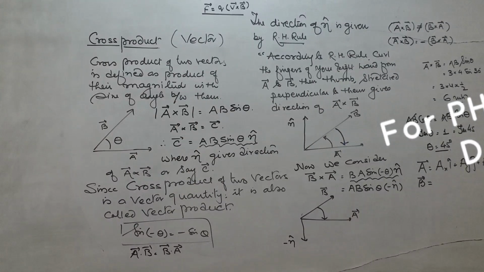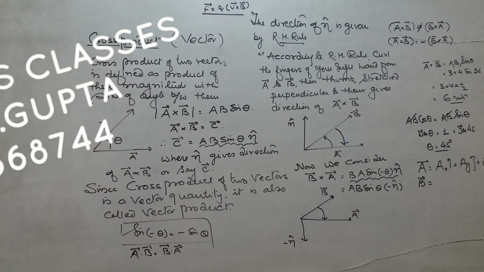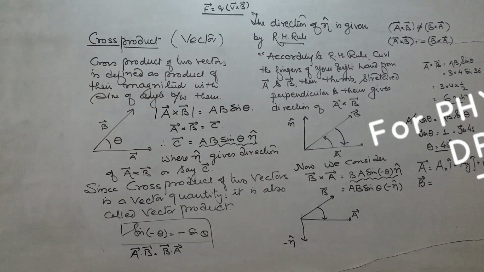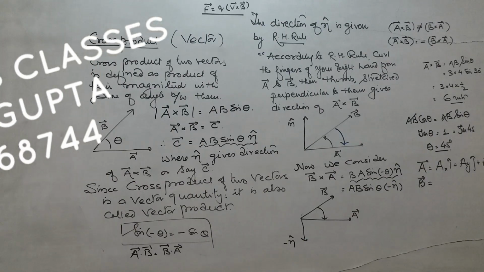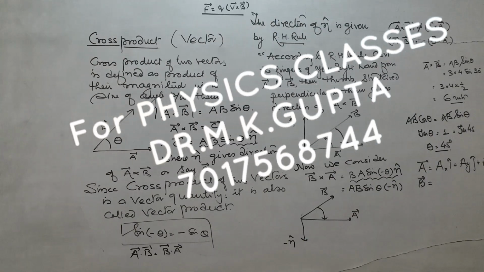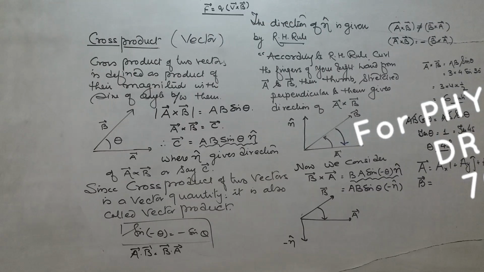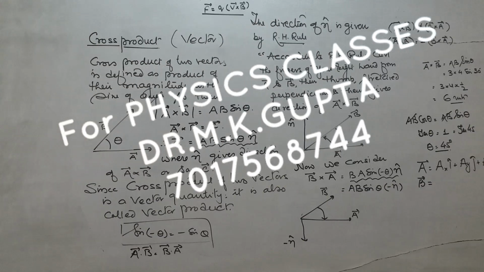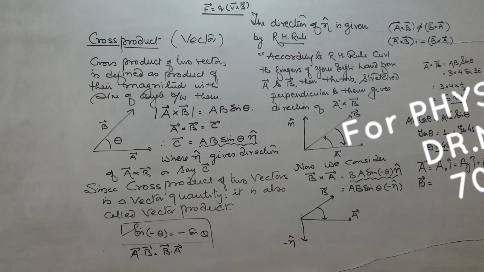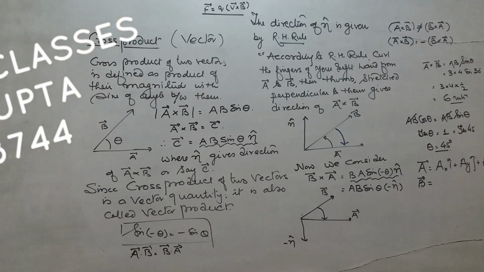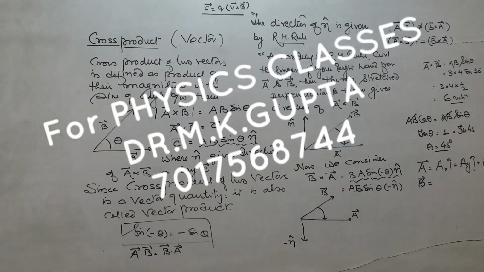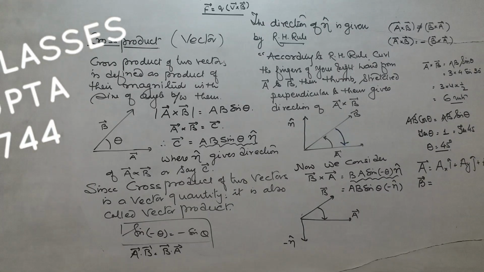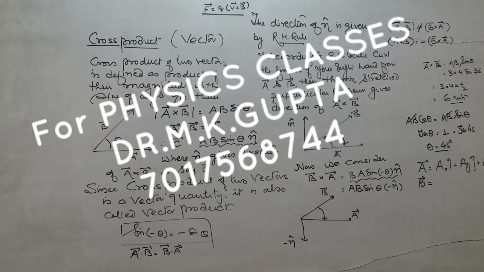Students, a very important topic is before you, that is cross product of two vectors. Cross product of two vectors is defined as the product of the magnitude of the two vectors with sine of the angle between them. Since cross product is a vector quantity, we provide a unit vector, that is n cap. So A vector cross B vector is equal to C vector, given by AB sine theta into n cap.